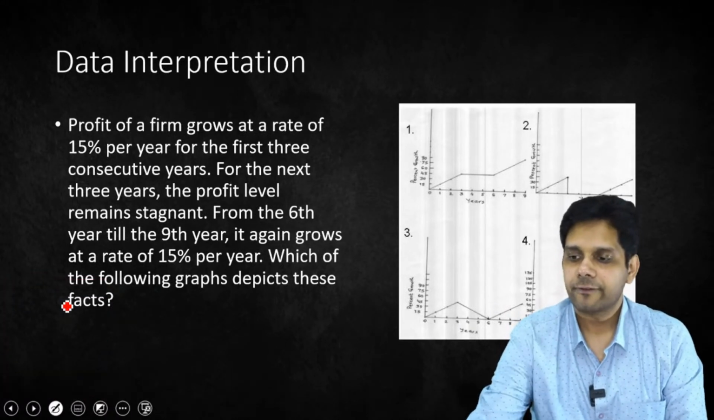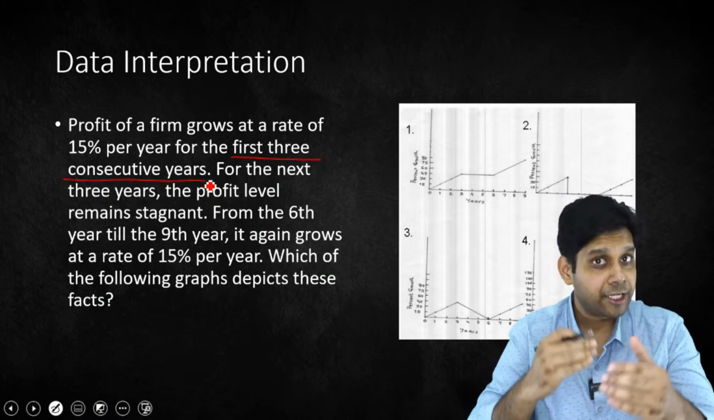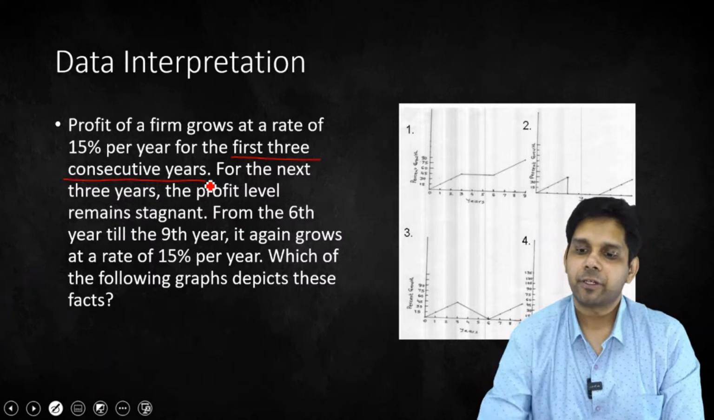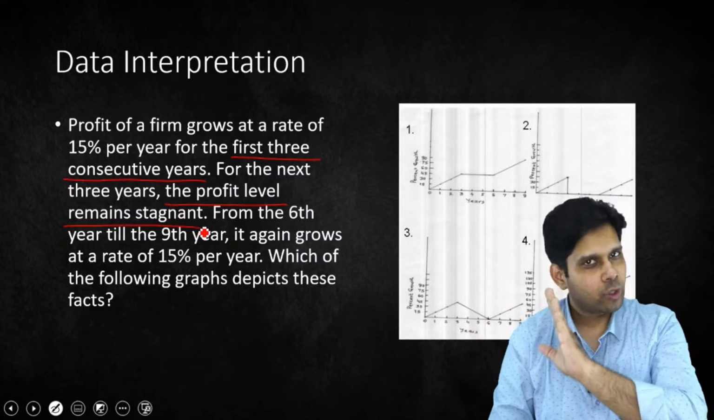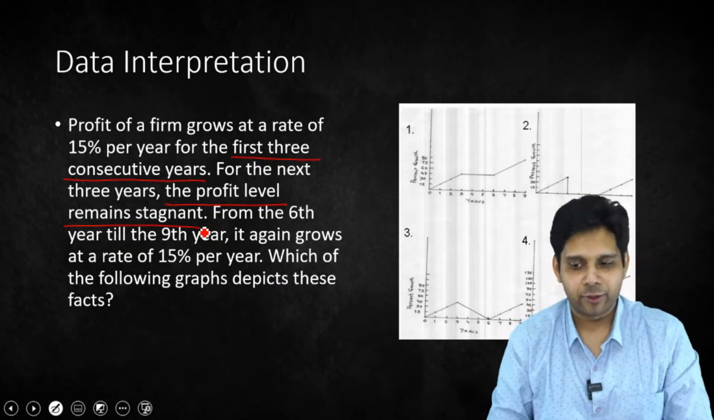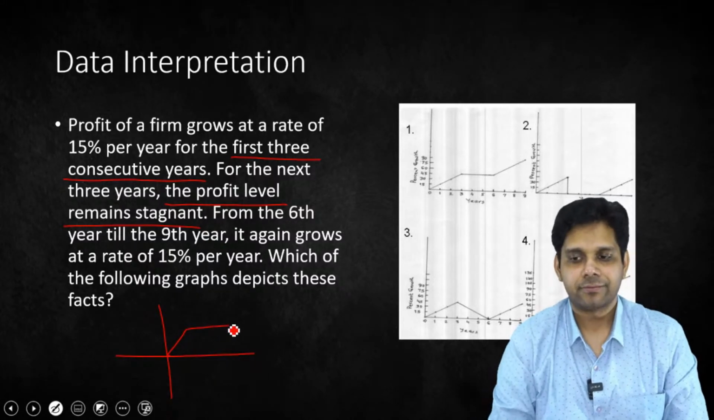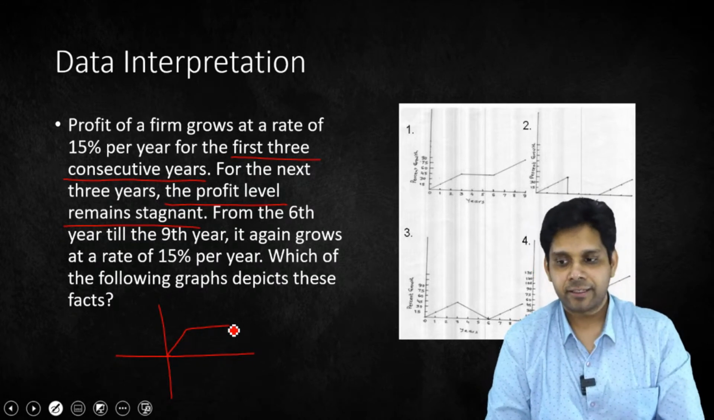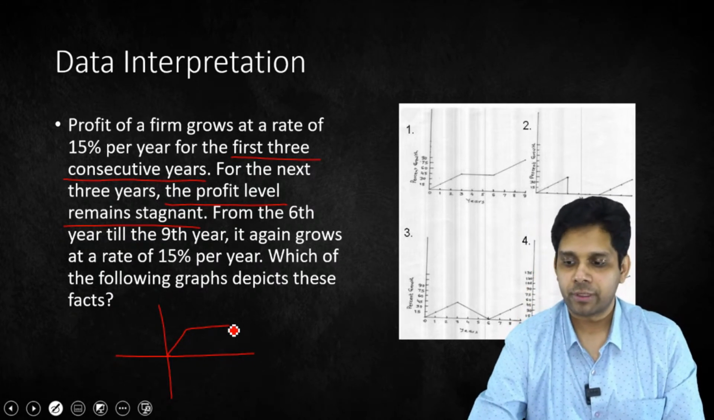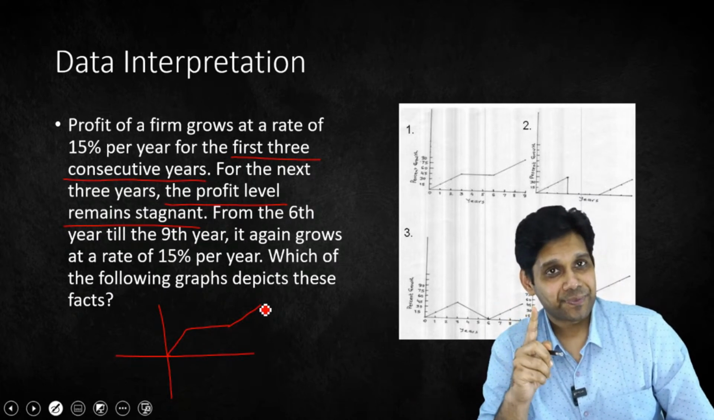For the first 3 consecutive years, that is, continuously. For the next 3 years, the profit level remains stagnant. So after that, it is stagnant. Without looking at the graph, plot the graph in your mind. If the graph is supposed to be like this, it grew and then it was stagnant, right? From the 6th year to the 9th year, it again grows at 15%. So the slope should be the same, correct? Slope should be the same, right?